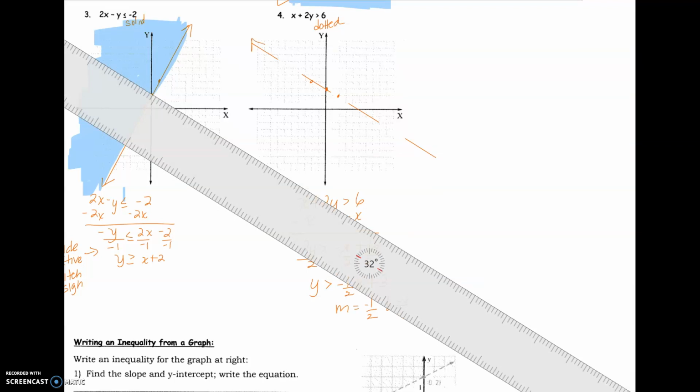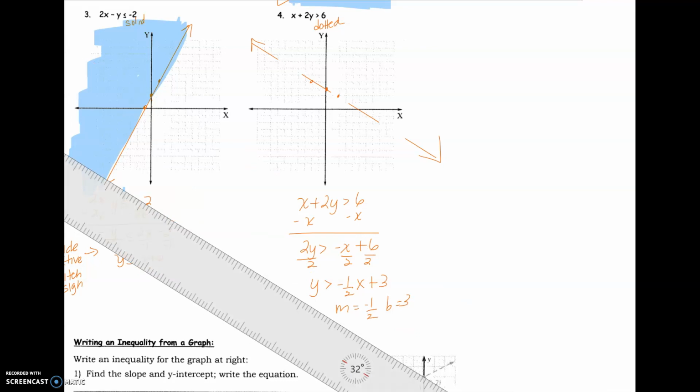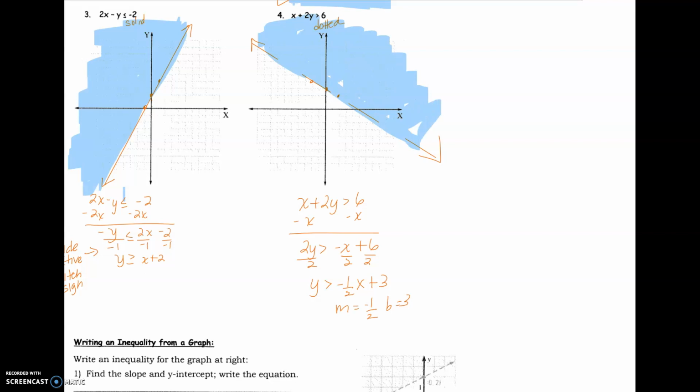Okay. Now, where were we at? Y is greater. Well, where are the values of Y going to be greater? As I go up, my Y values are going to be greater. And we shade. Good.